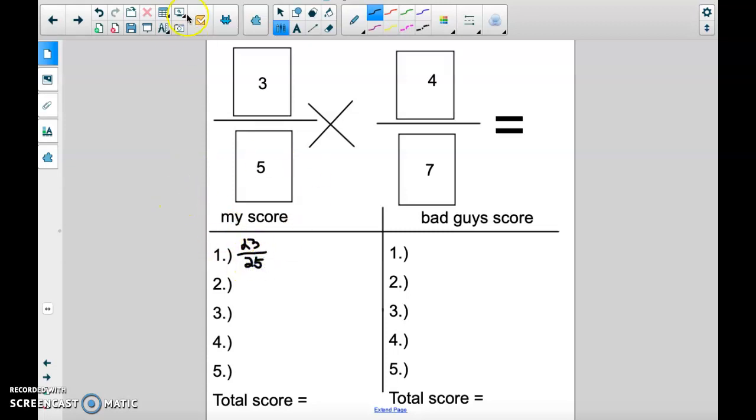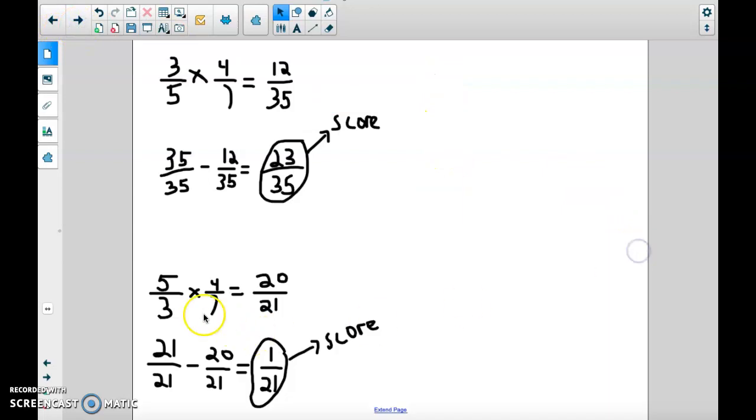Now, it's not the only way you could have done it, right? I mean, I could have simply switched this a little bit and made it 5/3 times 4/7. And then I would have solved it like this. 5/3 times 4/7 would be 20/21. So then 21/21, because remember, since my denominator here is 21, the one whole would be 21/21. Then subtract 20/21, because that was our product. And then 1/21 was our score.